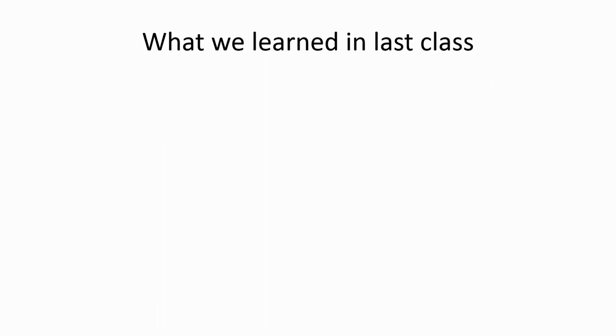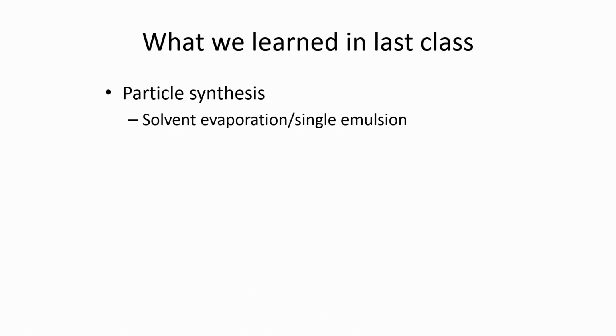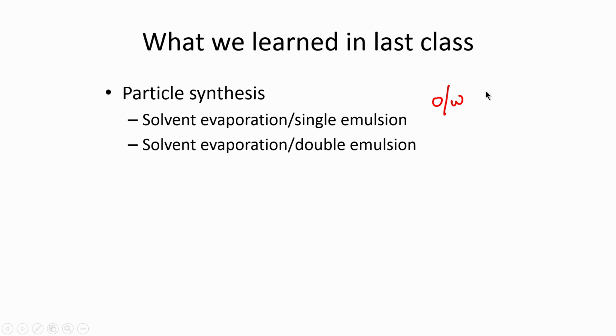So just a quick recap of what we learned in the last class. We are currently talking about particles, micro and nanoparticles, and going over some of the synthesis methods for these particles. So we talked about particle synthesis. In that we basically covered two things. One is solvent evaporation via single emulsion method, so that is oil in water, and then the other thing we talked about was a double emulsion method, which is nothing but water in oil in water.